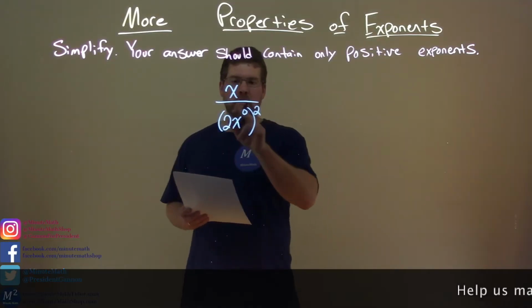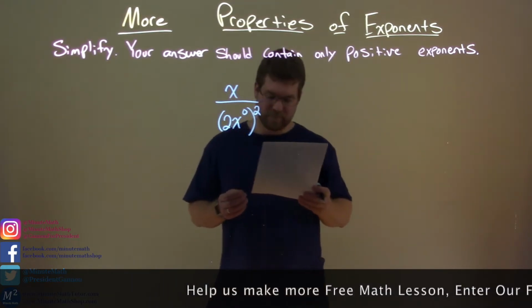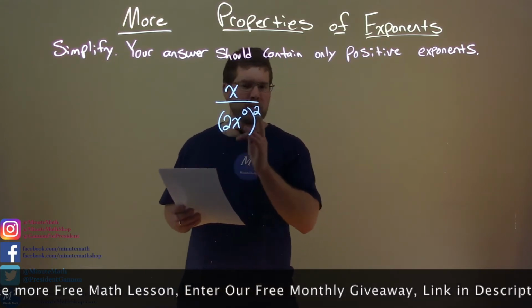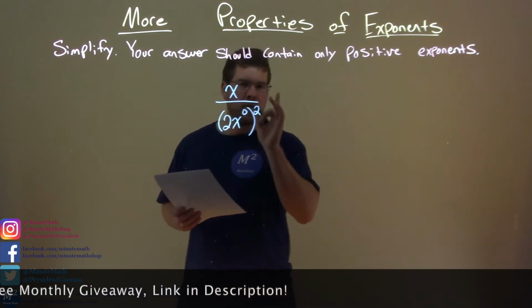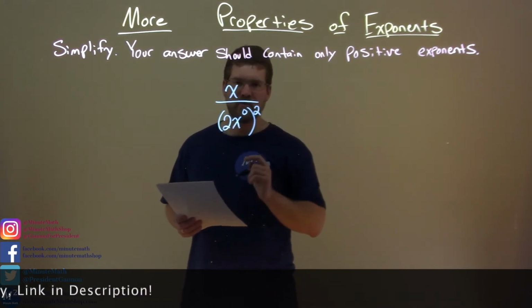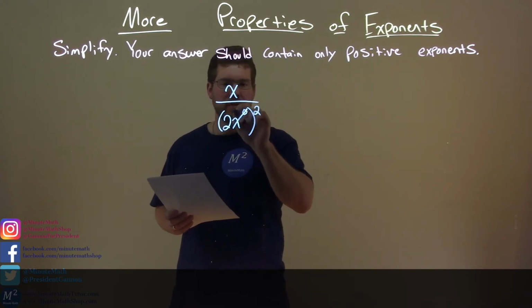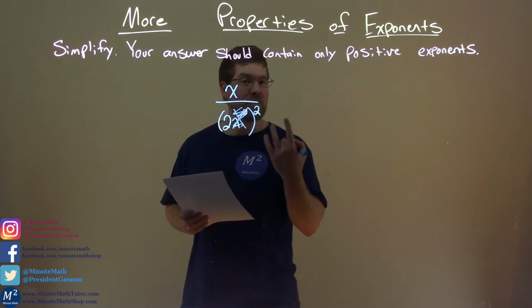x over 2x to the 0 power, all squared. What would I want to do here first? Okay, this one's a little tricky. This x to the 0 power, I'm going to recognize that anything to the 0 power is just 1. So with that being said, I can basically just cross that out. It looks like a big X now, so I'll do this. But it's just a 1 now.